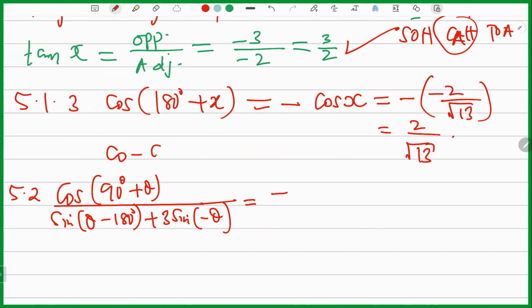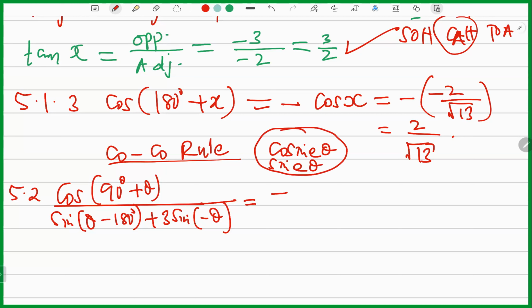We use something we call the co-co rule. Right, the co-co rule says the following: if you have cosine theta and you have, for example, sine theta, if you have a co, you remove the co, and you're left with sine. Therefore, because the cosine has a co, it becomes the sine of theta. But it's all divided by the following.